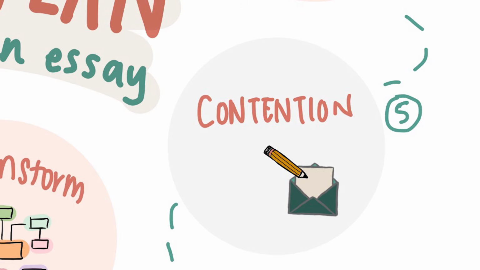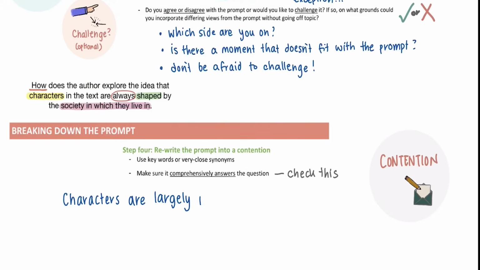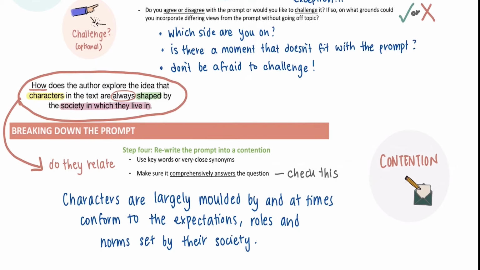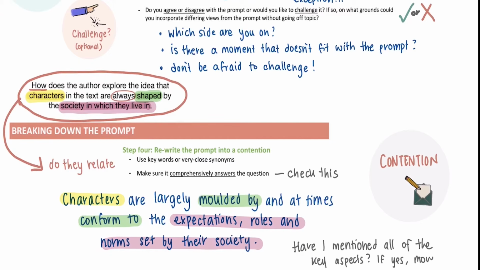The next step is to rewrite your prompt into a contention. This is really important because this becomes the focus of your essay. It's important to use keywords or very close synonyms and ensure that it answers the prompt. Always, always, always triple check this.